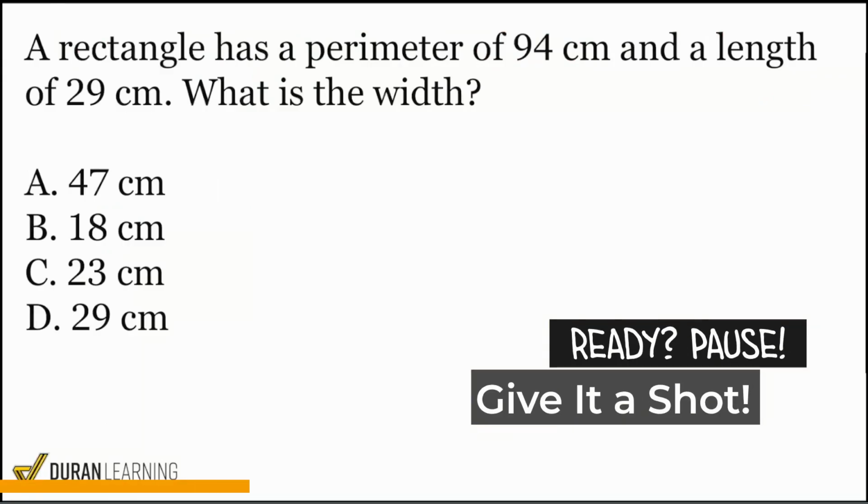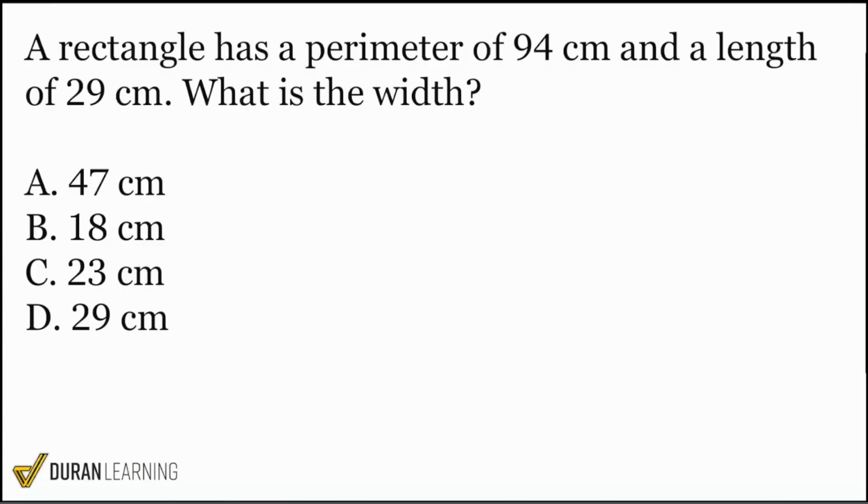All right, so reading this new question here, it says, what is the width? Right there. So I'm going to just highlight that and say, okay, my focus is the width of whatever object or shape I'm dealing with. So it clearly says from the get-go that we're dealing with a rectangle, and this rectangle has a perimeter of 94 centimeters and the length of 29.